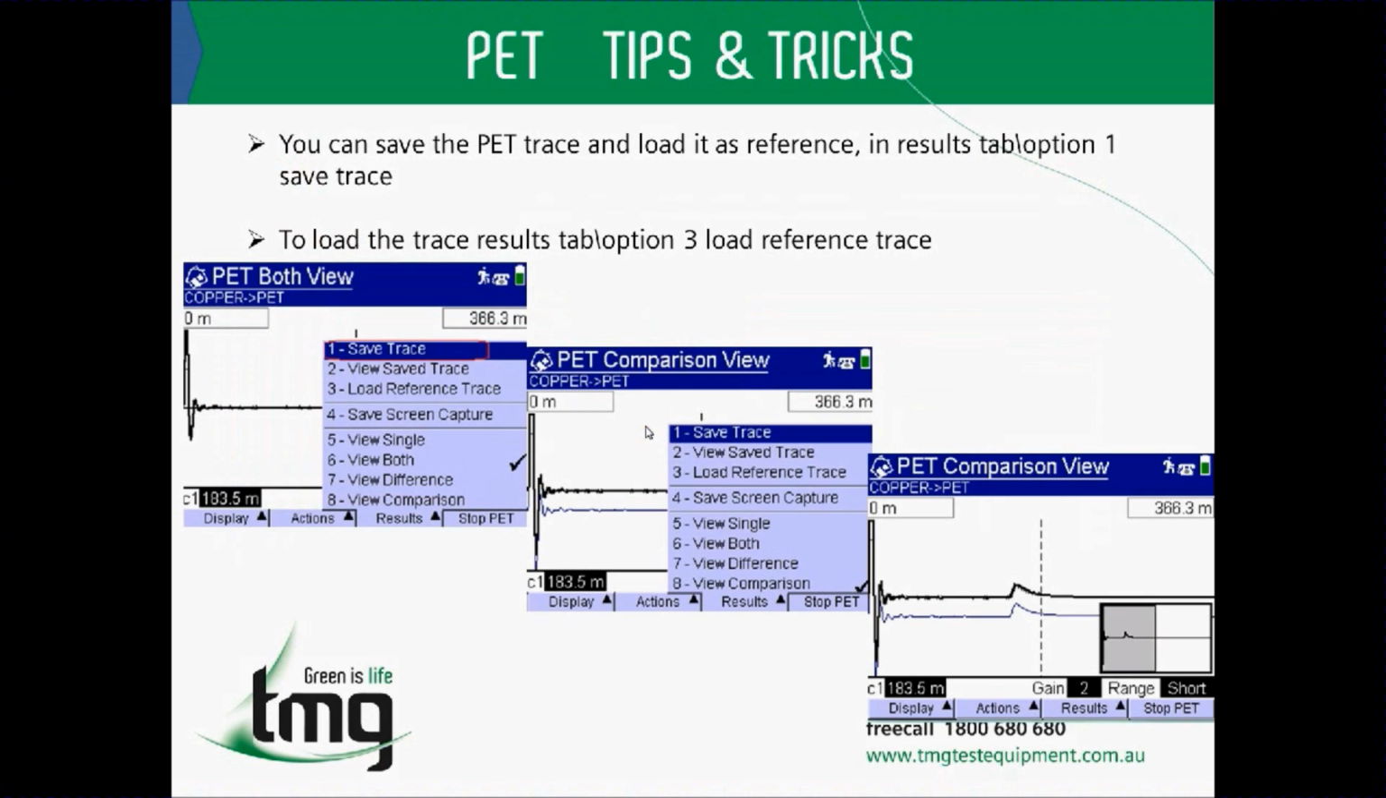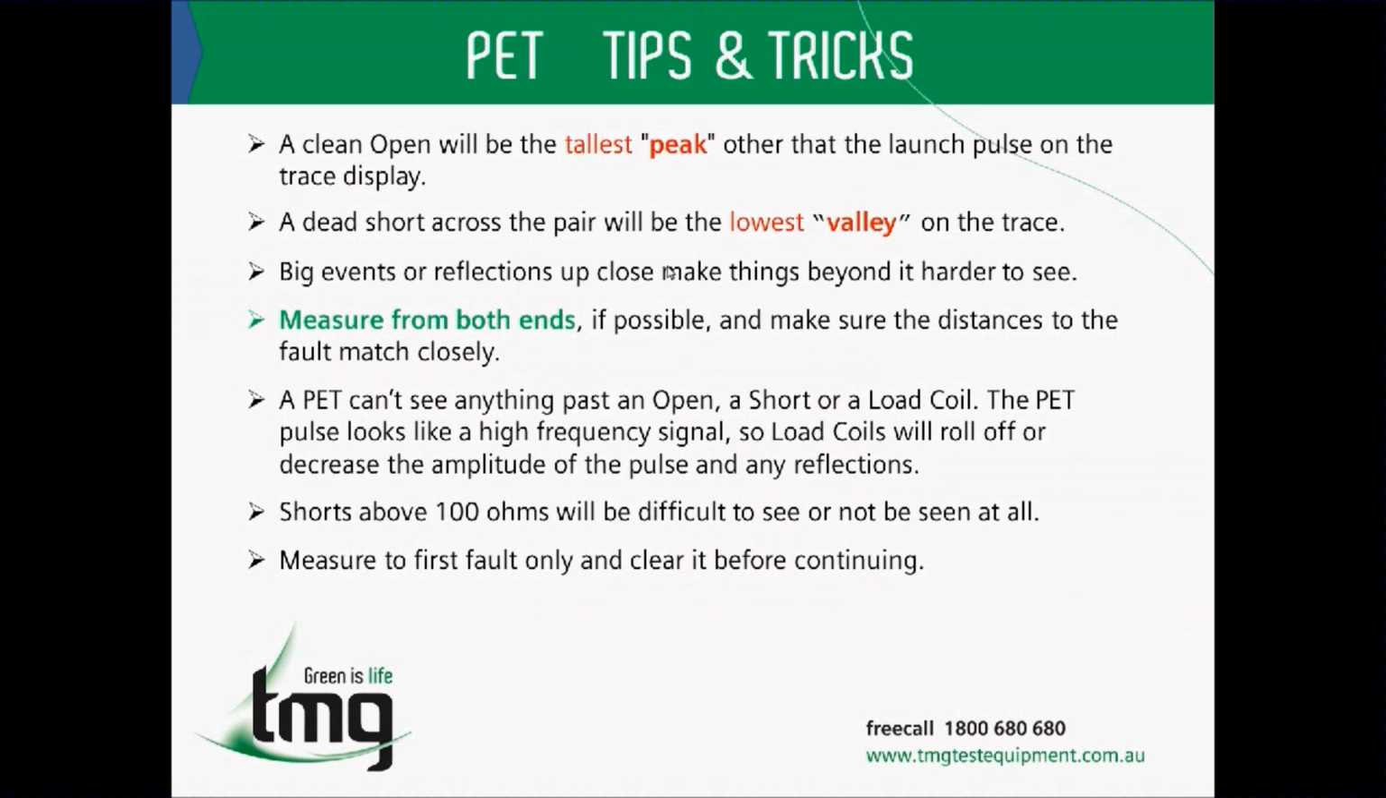The last trick is that you can save the trace that you are currently working on, that is, the line under test that has been tested once with the pulse echo tester, and you can save this trace and load it as a reference so that you can see any big differences if there are phenomena happening on the line, such as interference, water ingress, or even signal attenuation or amplification from the exchange part as well. A clean open will be the tallest peak other than the launch pulse of the trace display, so it's going to be the tallest peak as we move along and watch the trace on our screen.